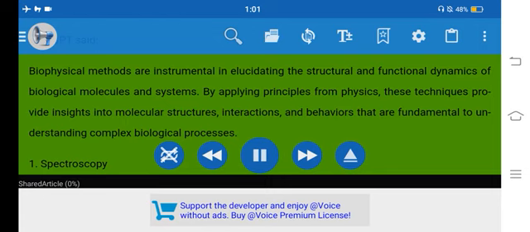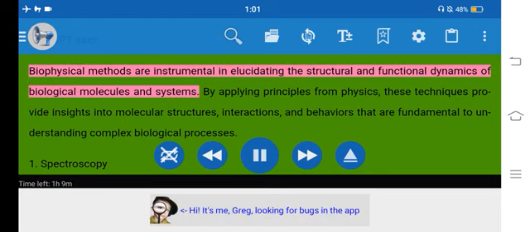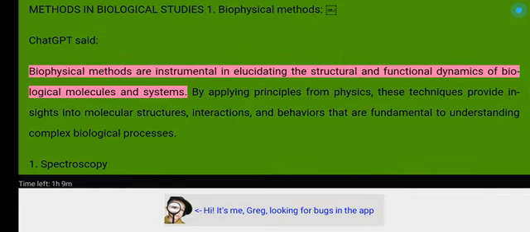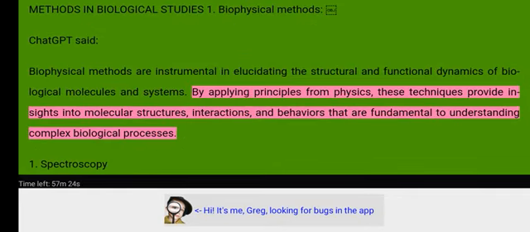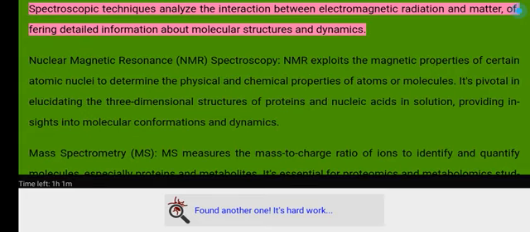Methods in Biological Studies 1. Biophysical methods. Biophysical methods are instrumental in elucidating the structural and functional dynamics of biological molecules and systems. By applying principles from physics, these techniques provide insights into molecular structures, interactions, and behaviors that are fundamental to understanding complex biological processes. 1. Spectroscopy.